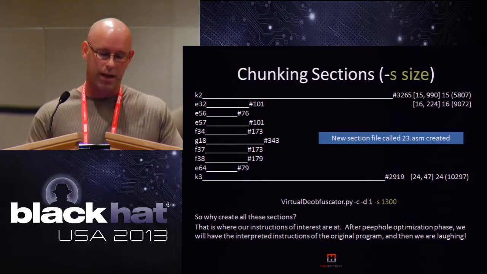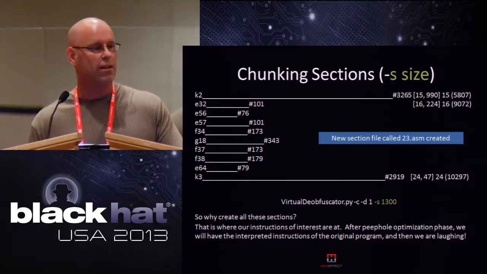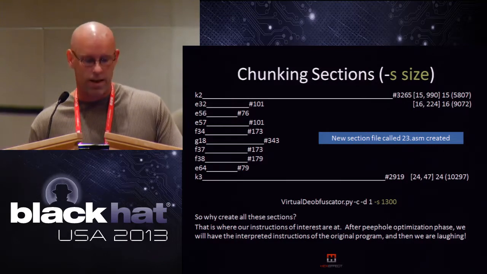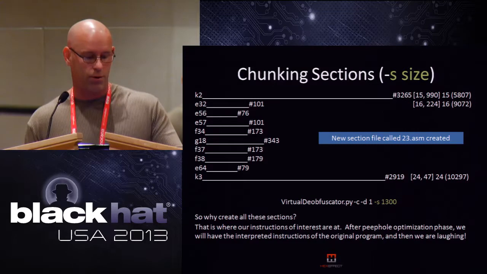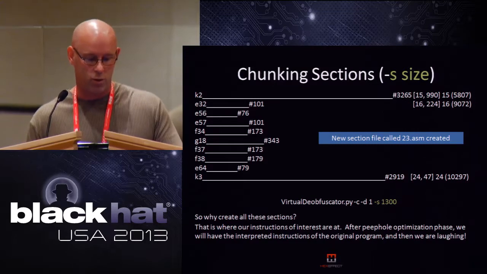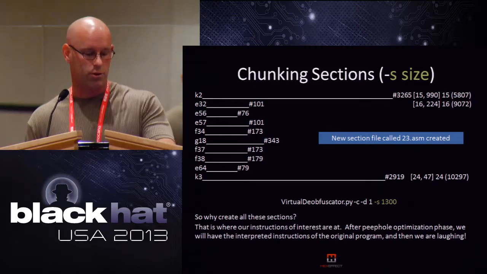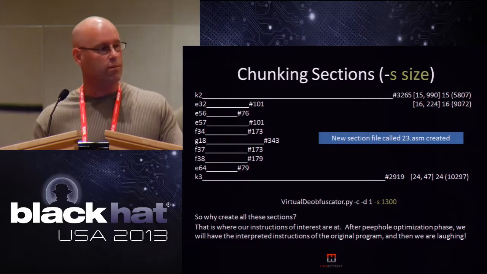So look at K2, we're at 3,265. If I put 1,300, anything that's less than or at 1,300, it's going to start creating a new file. And it does that until it hits something that's larger than 1,300. Does that make sense? So E32 and E64 and all those clusters in between get put into a file called 23.asm. And that file is all the instructions within that range, just to make it easier, right? Because eventually I want to assemble that.